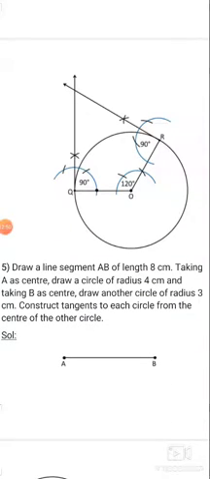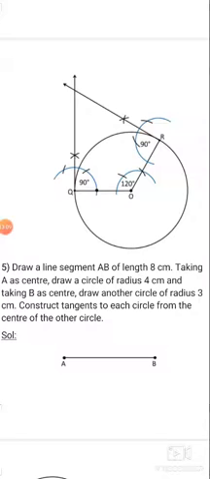Draw a line segment AB of length 8 cm. Taking A as center, draw a circle of radius 4 cm. Taking B as center, draw another circle of radius 3 cm. Construct tangents to each circle from the center of the other circle.